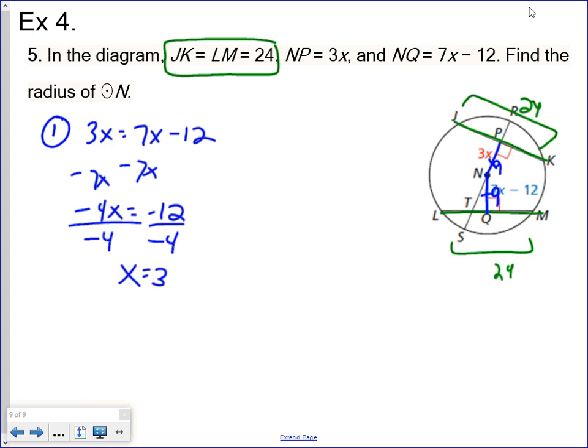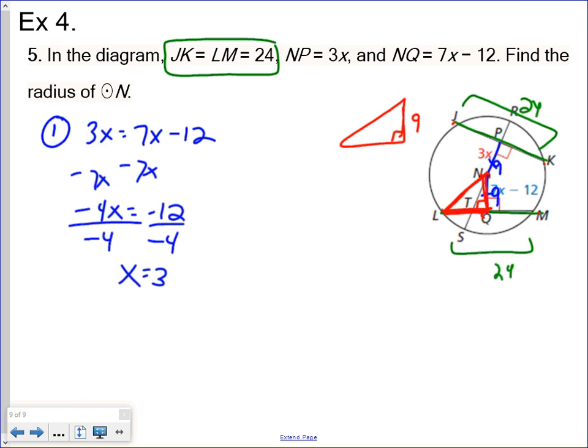Now again, I'm looking for the radius. So I'm going to draw in a radius. You can draw it wherever you want. You can draw it from the center to J, center to K, or center to M, or center to L. You just got to make sure you're drawing in a right triangle so that we can use the Pythagorean theorem. Okay, in that right triangle, the right side is 9. That's what I just found. Plugged in x and I got 9. What's QL going to be? What's the bottom of this triangle going to be?